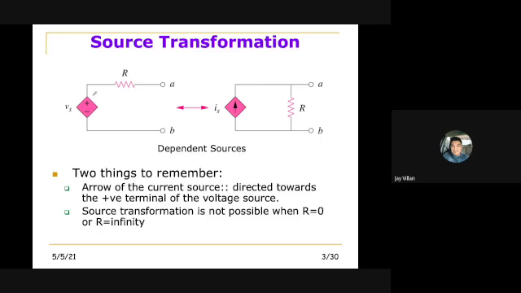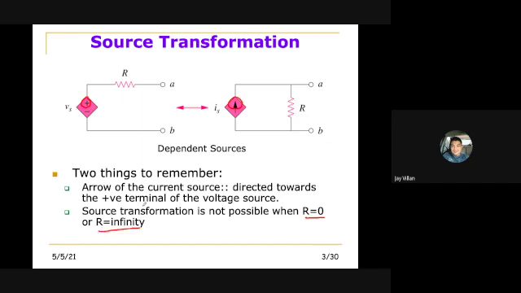So take note of this one and this one, so that every time you transform from voltage source to current source and current source to voltage source, you take note of the polarity of your voltage source and the direction of the arrow in the current source, where it is pointed. Okay, so source transformation is not possible when R is equal to 0 or R is equal to infinity.